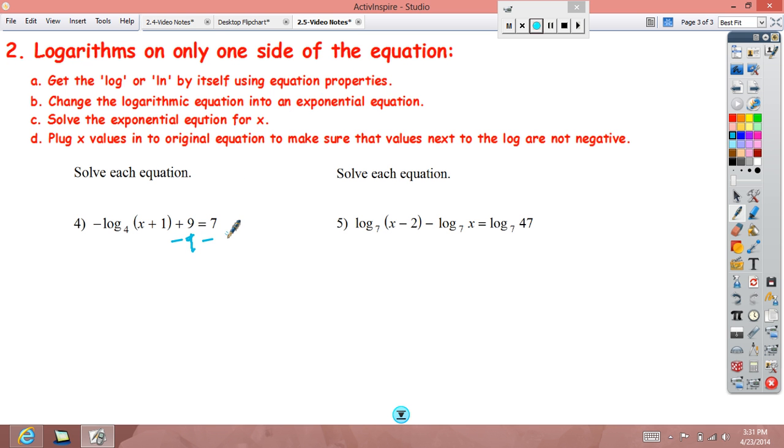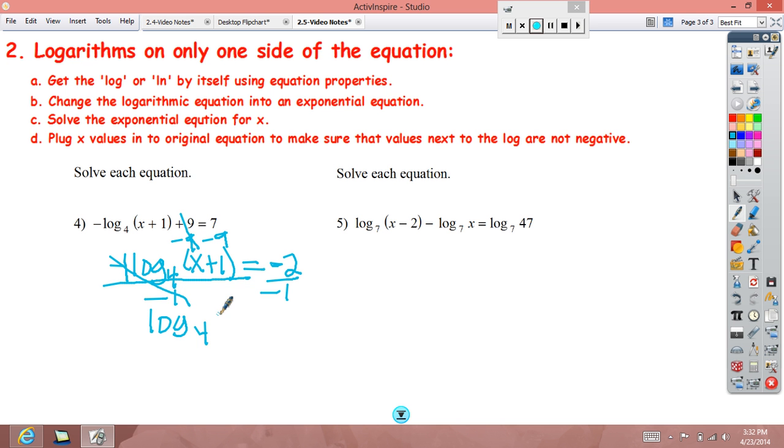Just subtract 9 first. This gives me negative log base 4 of x plus 1 equals negative 2, right? But I also don't want this to be negative. So I know this is a negative 1, so I'm going to divide by that, negative 1. Now I have log base 4 of x plus 1 equals negative 2 divided by negative 1, which is positive 2. Okay? So that was A here. We get the log by itself, use the equation properties.